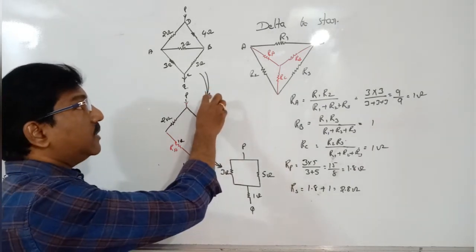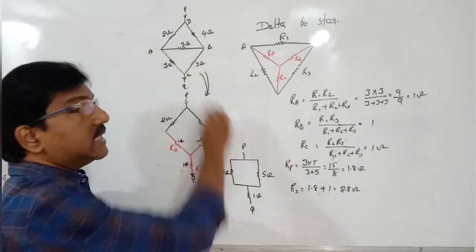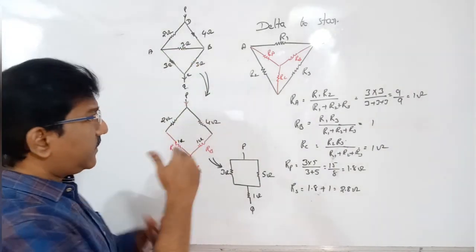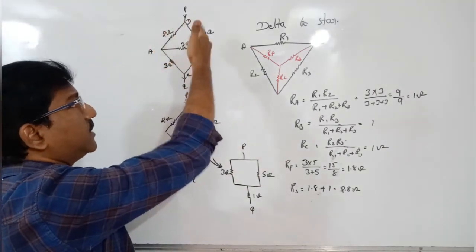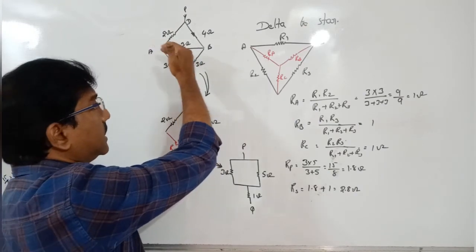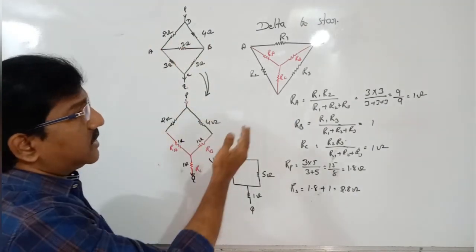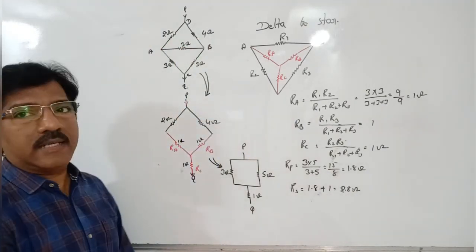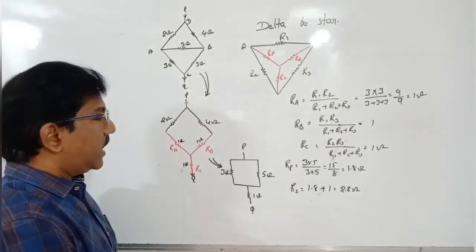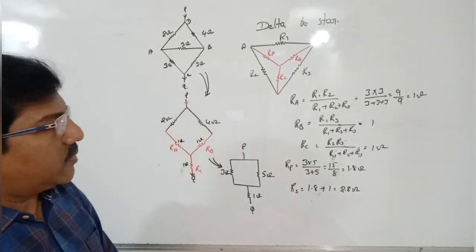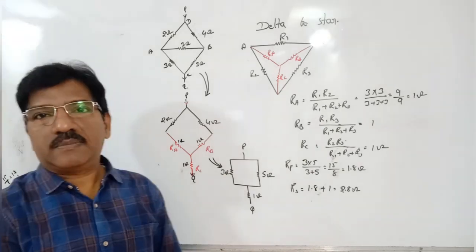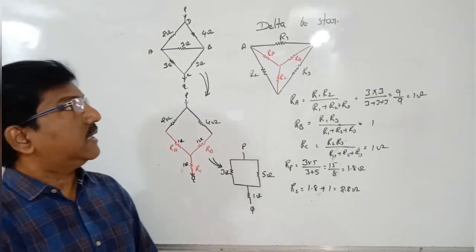There are certain problems where the junction is not balanced. If the junction is balanced, P by Q is equal to R by S, and that junction resistance can be eliminated. But in these cases, we have to go through like this. It's a very good model. Practice a number of sums based on this delta to star.